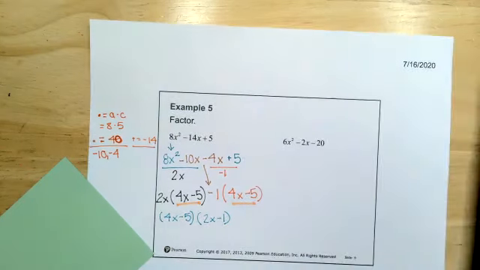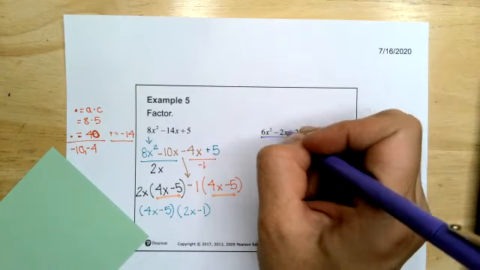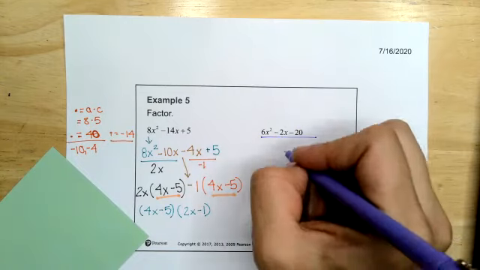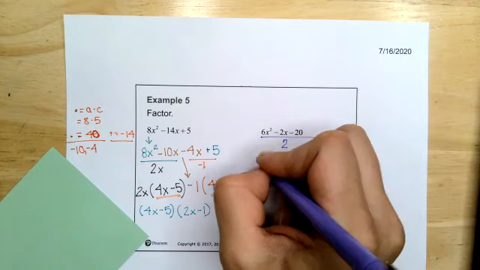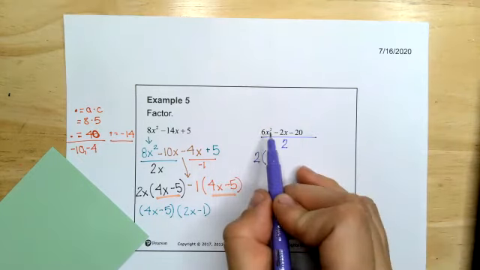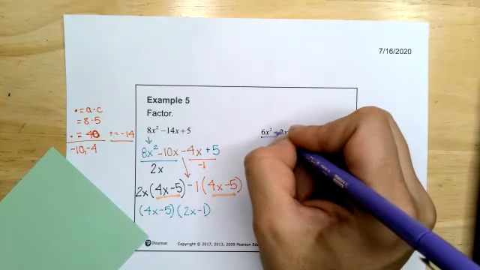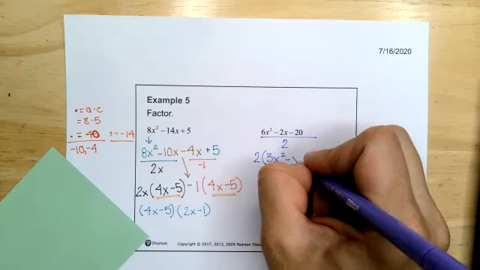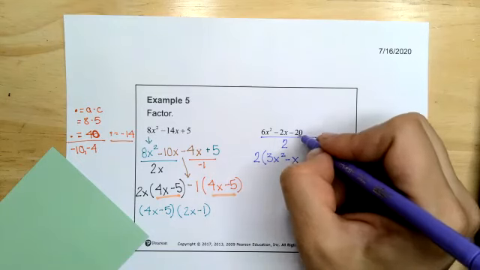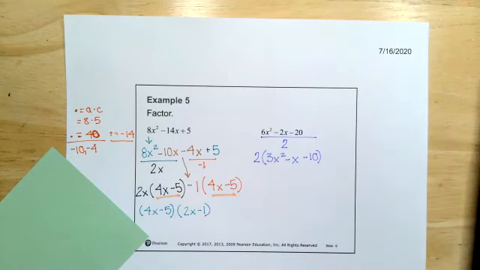Good. Let's do it again. Remember, you can always greatest common factor the whole thing. We have a 6, a 2, and a 20. You can divide all of those numbers by the number 2. So I can change this to 2 times 6 divided by 2 is 3. Negative 2 divided by 2 is a negative 1. Negative 20 divided by 2 is a negative 10. Okay.